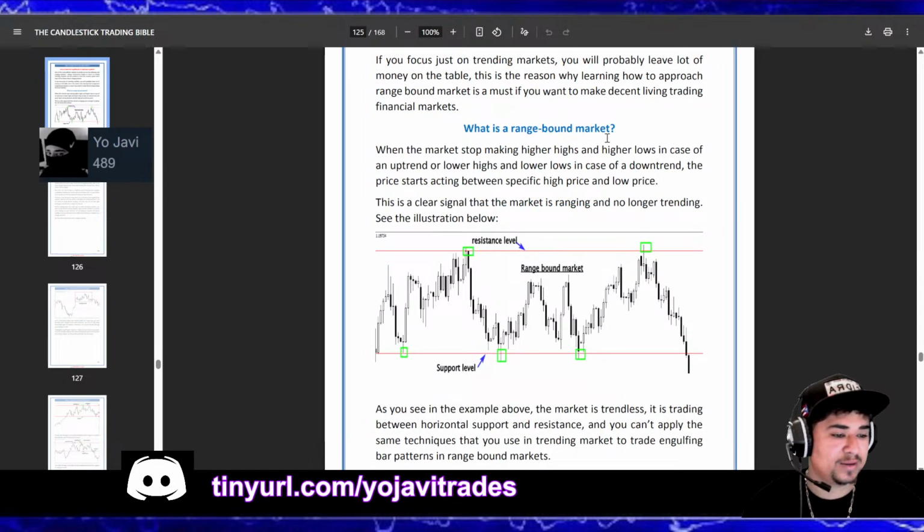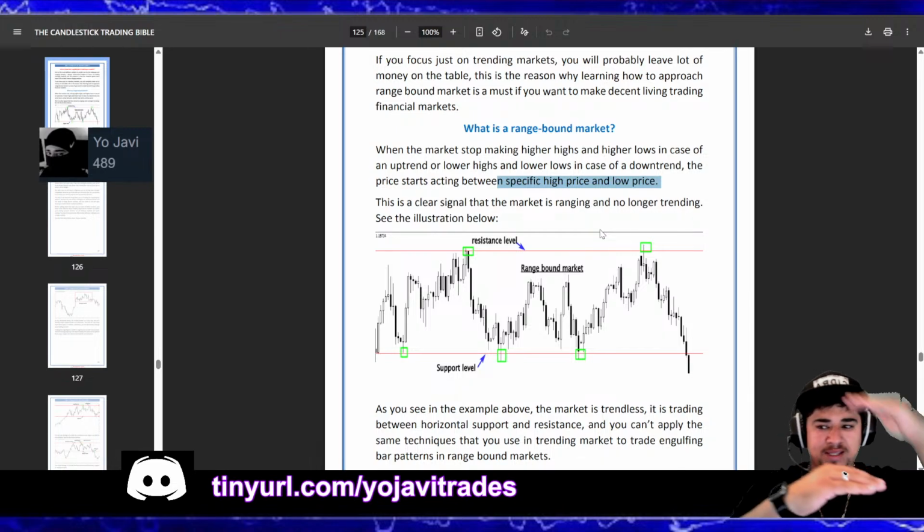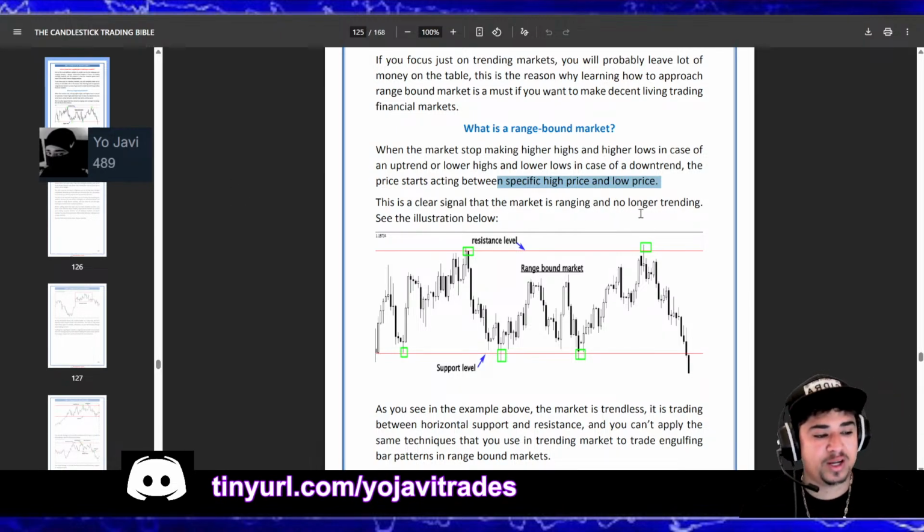What is a range-bound market? When the market stops making higher highs and higher lows in case of an uptrend, or lower highs and lower lows in case of a downtrend, the price starts acting between a specific high price and low price. There is a floor and a ceiling, a specific range. This is a clear sign that the market is ranging and no longer trending.